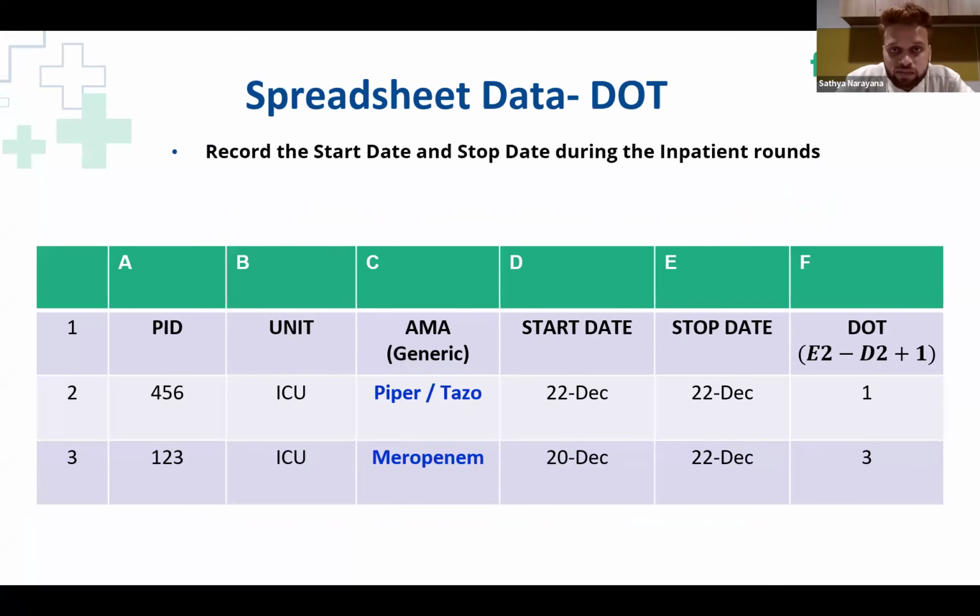And how do we mark this DOT in an Excel sheet? Same like DOT, DDD. First, we need to have patient demographics, followed by in which location the patient was admitted, and the third one would be what is the antibiotic, and that needs to be represented with the generic name. And what is the start date? What is the end date? So by subtracting from the day of beginning to the day of discharge, we'll be calculating the duration. This gives the DOT.